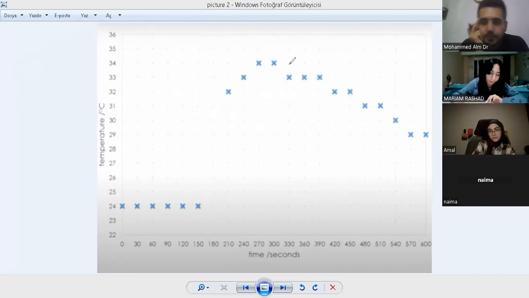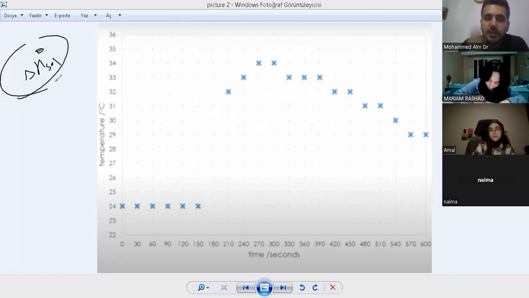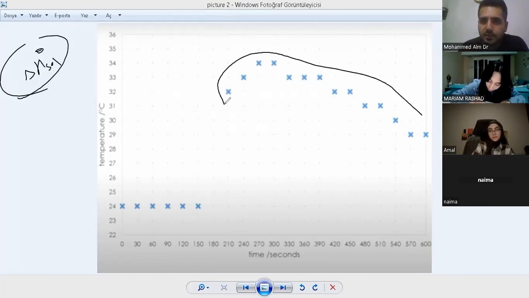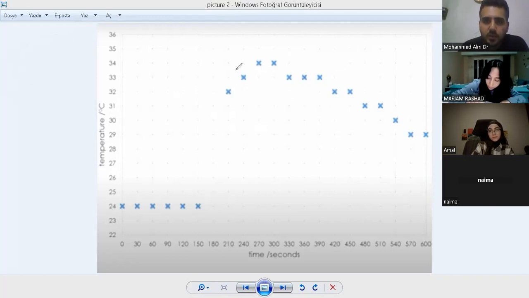Guys, don't forget our aim. Our aim is measuring delta H of solution. So look, guys, now we took these results. We took so many points here. So what will we do? Look, guys, we will draw a line of best fit here. So the line of best fit will be like this.